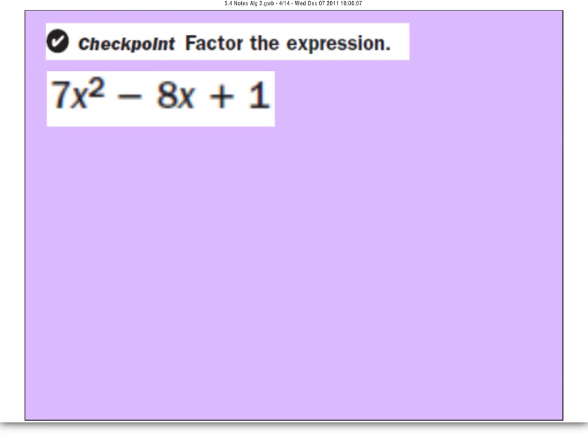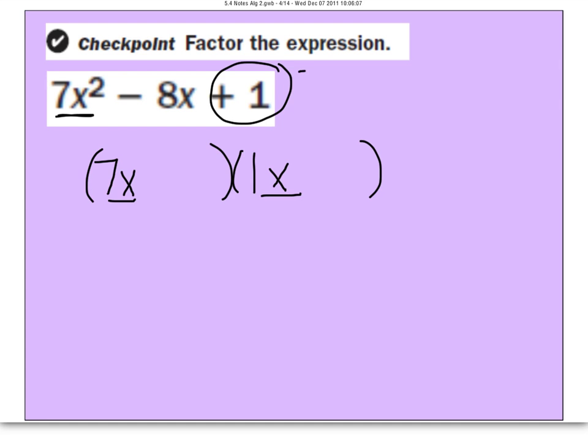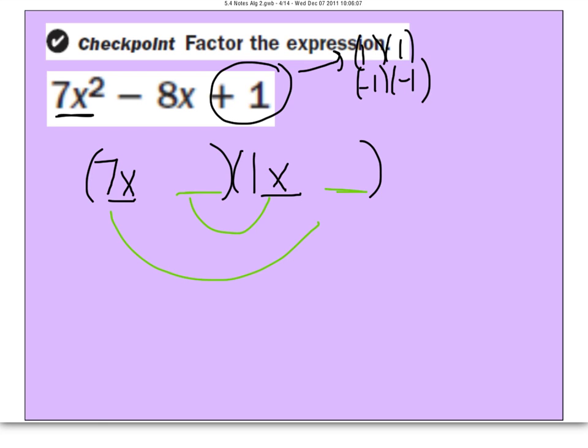Okay, let's try this one. Again, 7x squared goes here and here, so everyone gets an x. 7's prime, there's only one set, it's 7 and 1. So I'm going to put the 7 first and then the 1 second this time. For factors that get me positive 1, there are two sets. It's either 1 times 1, or it could be negative 1 times negative 1. Now I have to place them right here such that when I check, I get negative 8x.